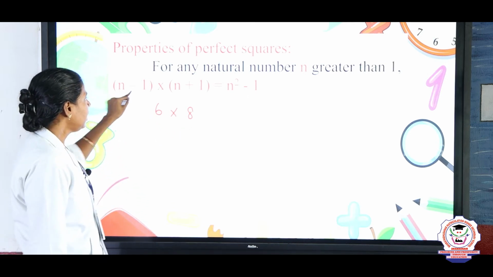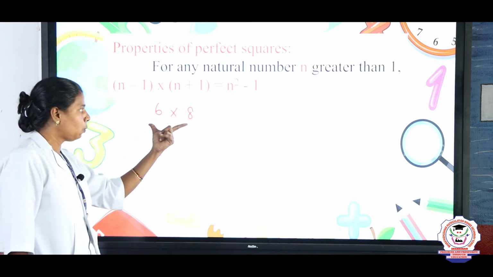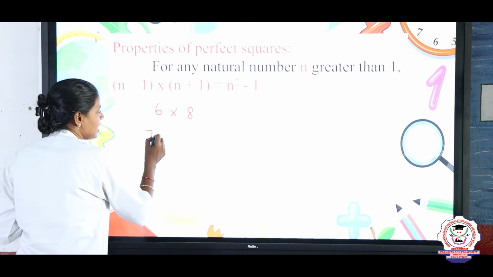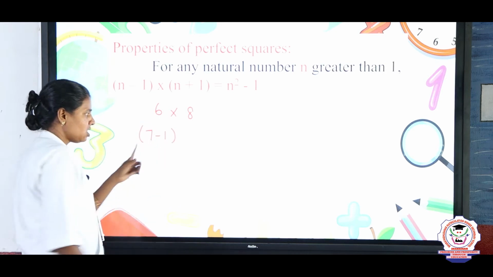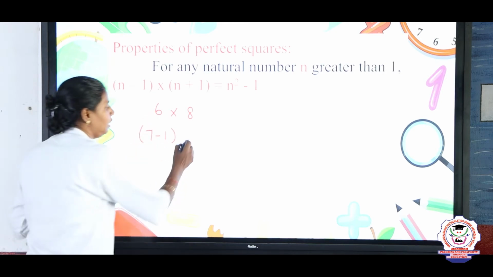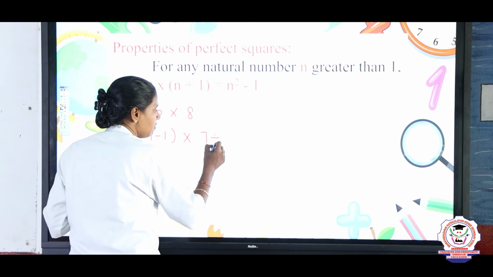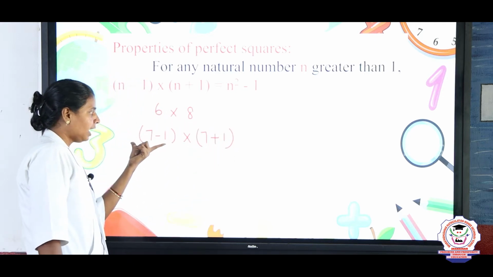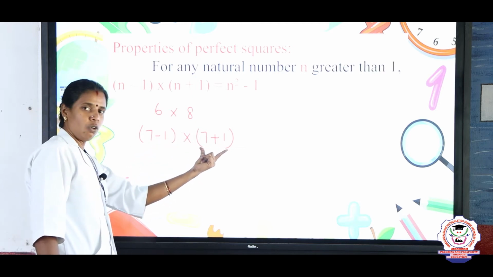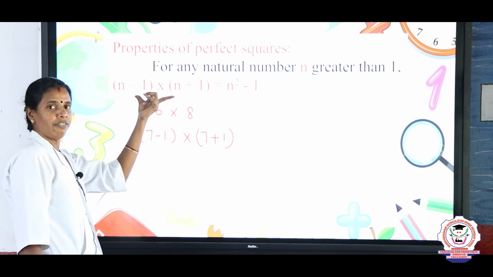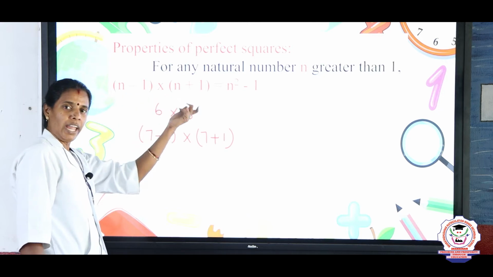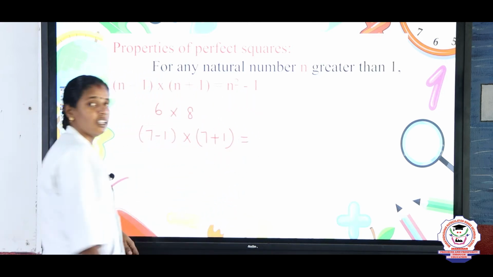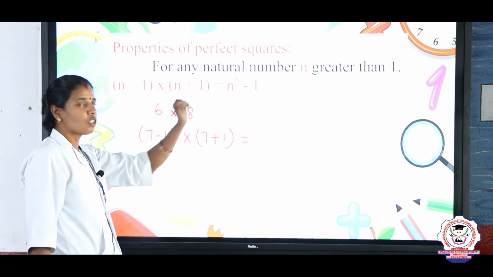So, here n minus 1 into n plus 1. The question is in this form. I can write this 6 as 7 minus 1, right? And I can write the 8 as 7 plus 1, okay? So, 6 into 8 I can convert to 7 minus 1 into 7 plus 1, which is in the form of n minus 1 into n plus 1. Very good. So, the condition is satisfied here, and I can use the property which is n square minus 1.